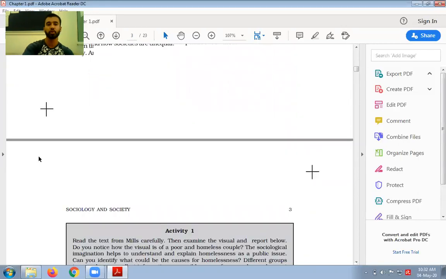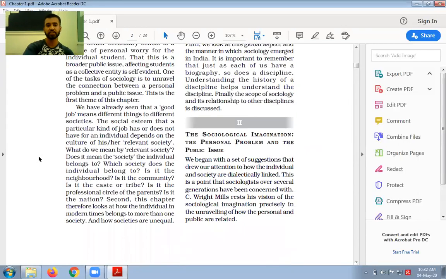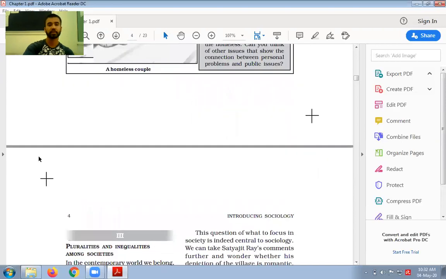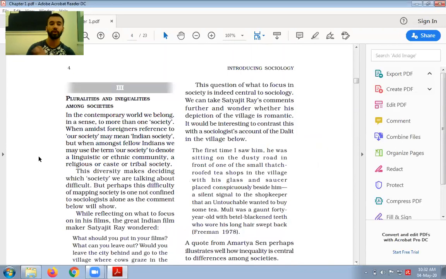I'm sure it's visible on your screen, right? So this is the third concept that I'm talking about right now. Pluralities and inequalities among societies. Look what happens. Before I teach you this particular concept, I just want to give you a kind of introduction, right? It's important to give you an overview of things. Then only you will be able to understand things properly and easily, right?